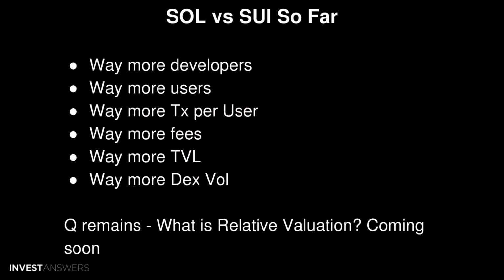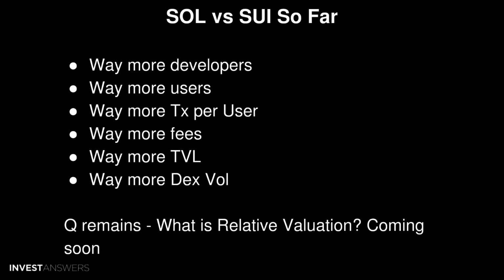So Solana still has way more developers, way more users, way more transactions per user, more stickiness of the chain, way more fees, way more TVL, way more DEX volume. And the question remains, this is what we have to look at. And you've heard me say this for 3 years now. What is the relative valuation? That's what I'll be looking at. So if you have, say, 1/10 of all these things, but you're 1/20th of the price, then you're very bloody attractive. And that was my whole thesis.